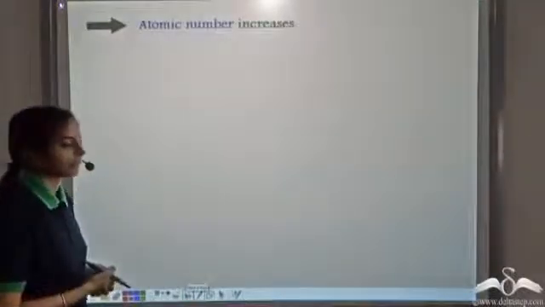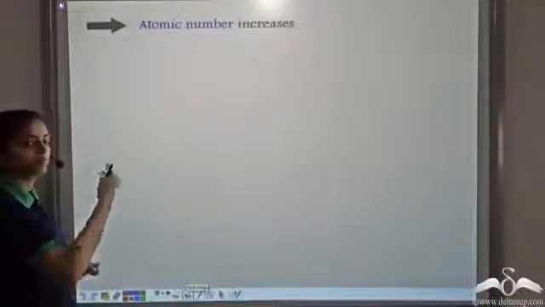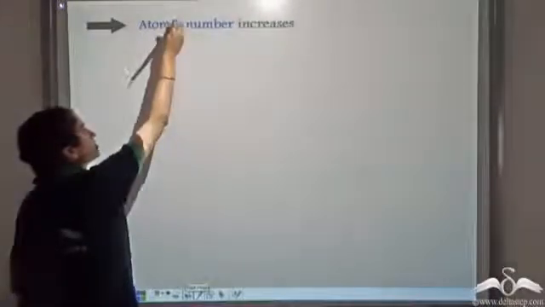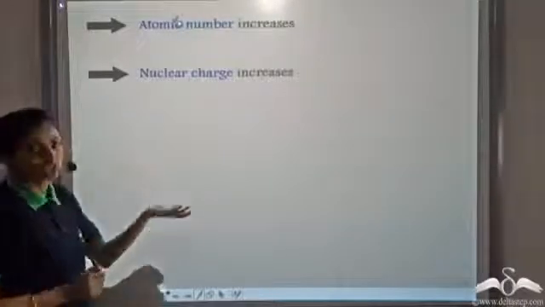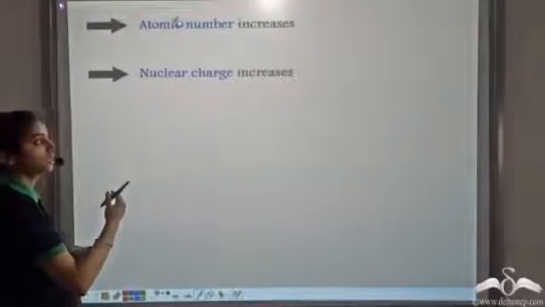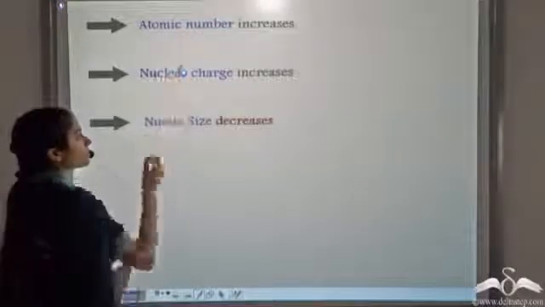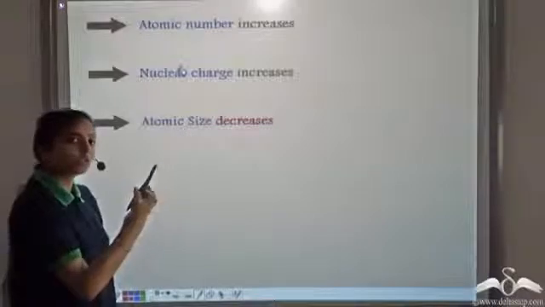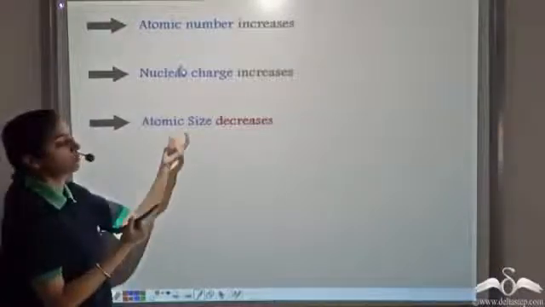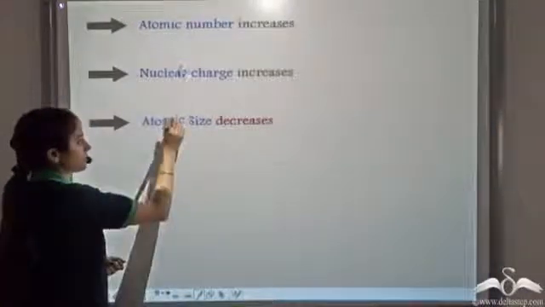Let's try to explain this once again. We know from left to right in a period, the atomic number increases. Since the atomic number increases, the nuclear charge also increases from left to right in a period. This increase in nuclear charge tends to bring the outermost shell close to the nucleus. Hence, the atomic size decreases.